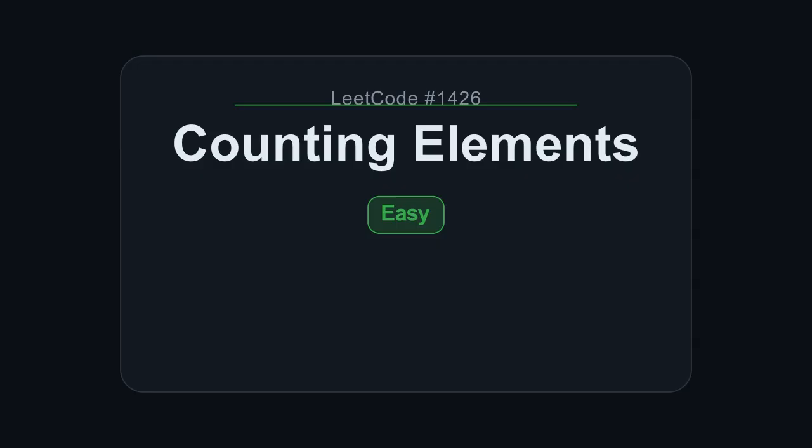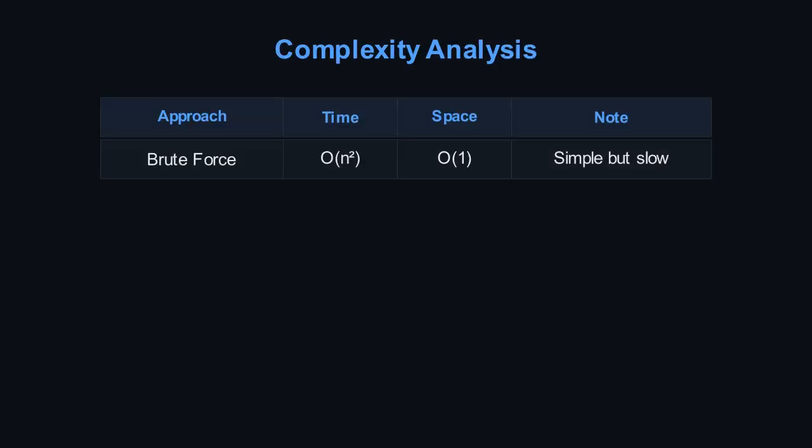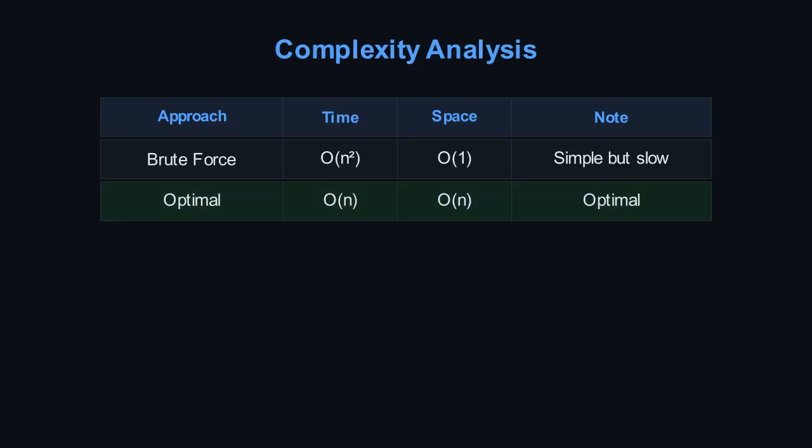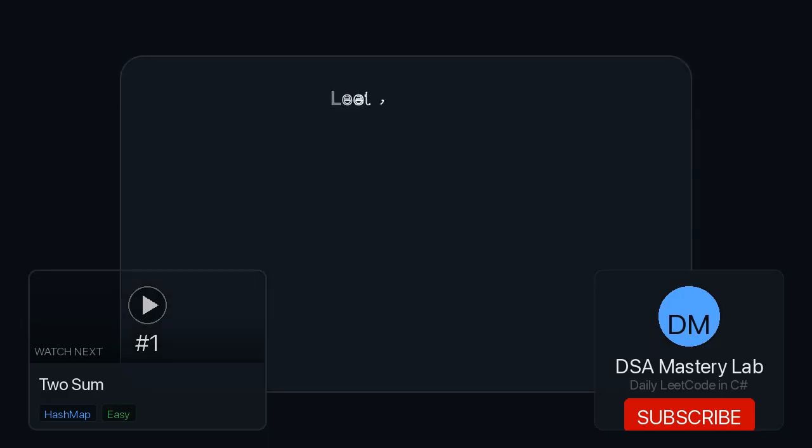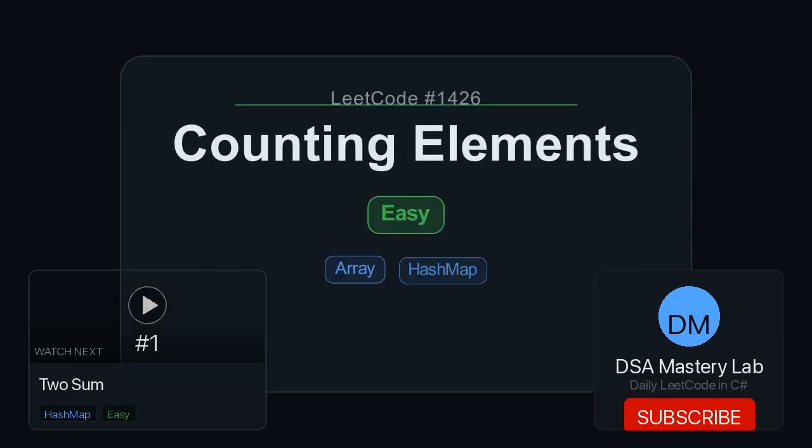The time complexity for this optimized solution is O of n, as we iterate through the array twice and hash set operations are average constant time. The space complexity is also O of n, due to storing elements in the hash set. Try the next problem that involves frequency counting, same pattern.